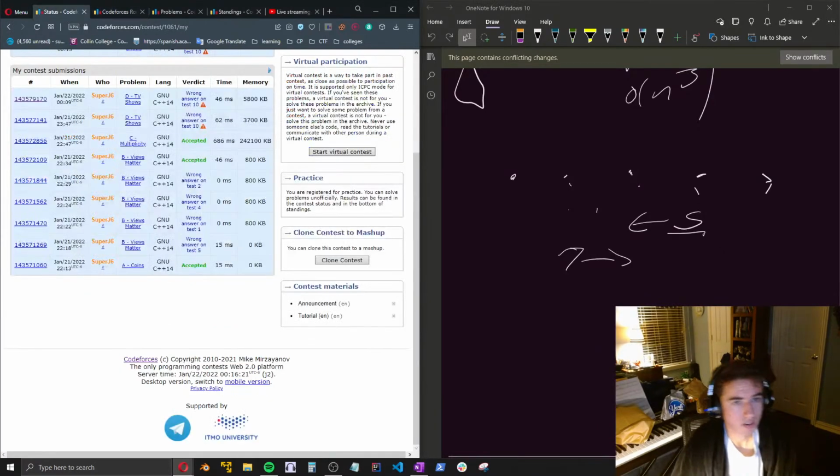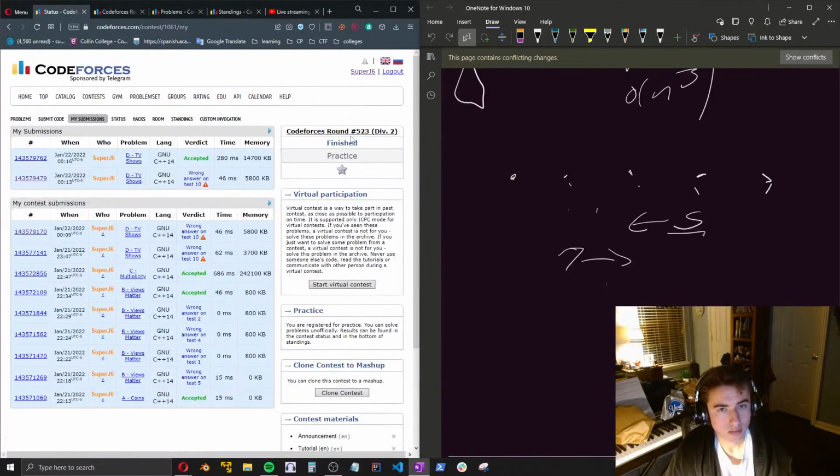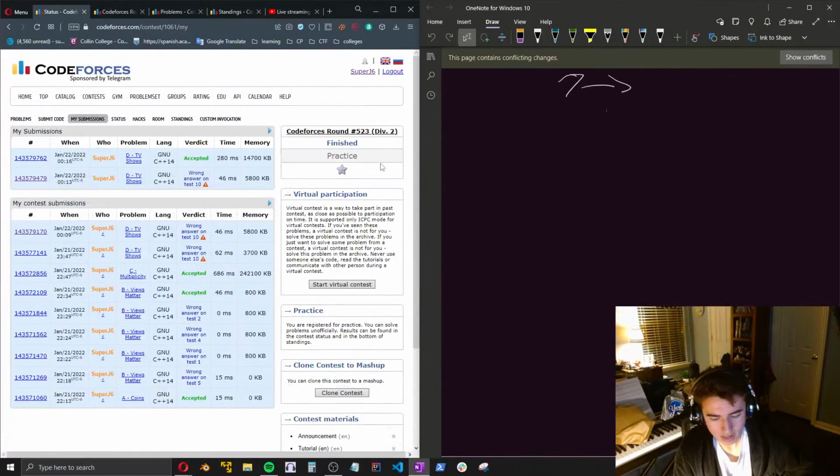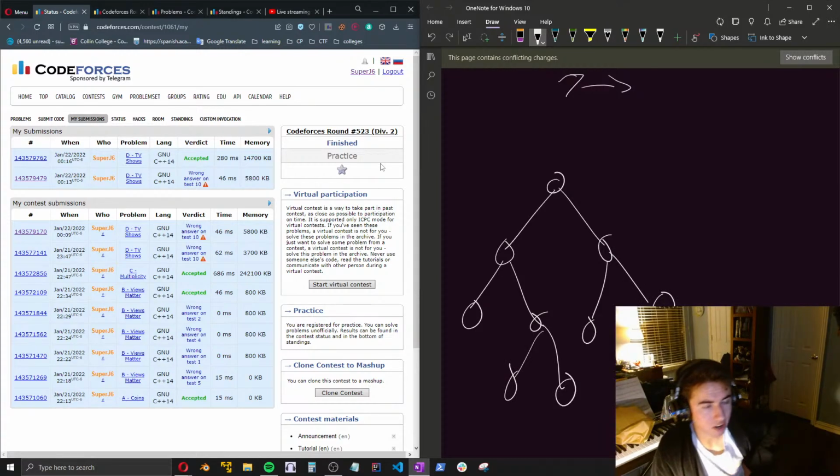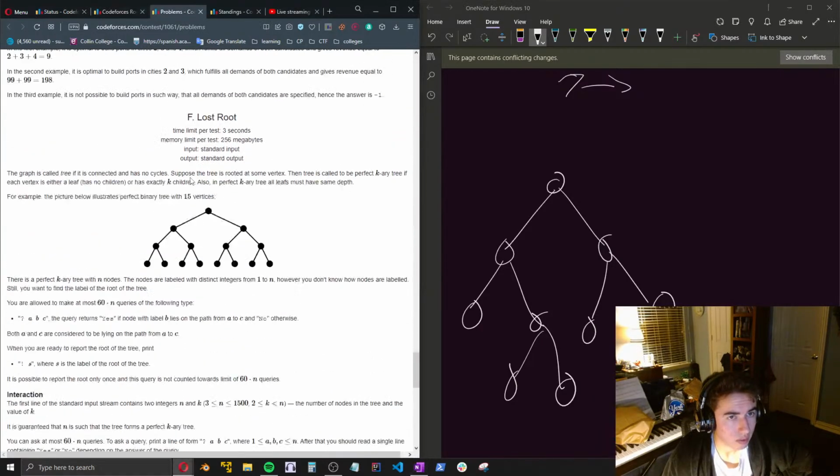Alright, sure. So basically what they're saying is, you create two trees. One with each of them as a root, right? So basically, you could solve this problem even if the trees weren't the same. Wait, are the trees the same?